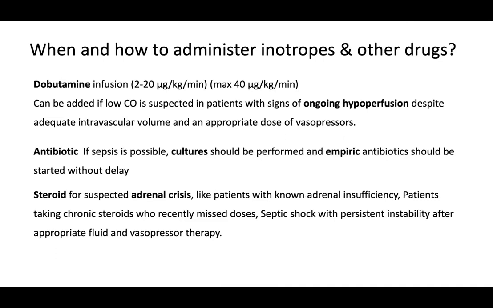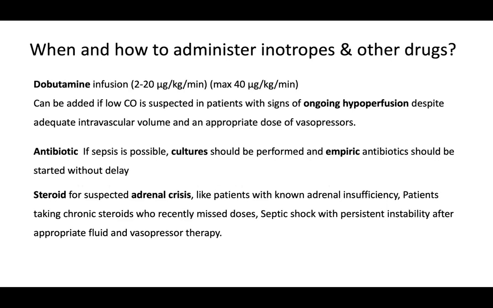When and how to administer other inotropes and other drugs? Dobutamine, that is 2 to 20 mics per kg per minute with a maximum of 40 mics per kg per minute, can be added if low cardiac output is suspected in patients with signs of ongoing hypoperfusion despite adequate intravascular volume and an appropriate dose of vasopressors. Antibiotics: if sepsis is possible, cultures should be performed, and empiric antibiotics should be started after sending cultures. And steroids for suspected adrenal crisis, like patients known to have adrenal insufficiency, patients who have been taking chronic steroids and missed doses recently, or septic shock with persistent instability after appropriate fluid and vasopressor therapy. In all those patients, you can look for steroids.